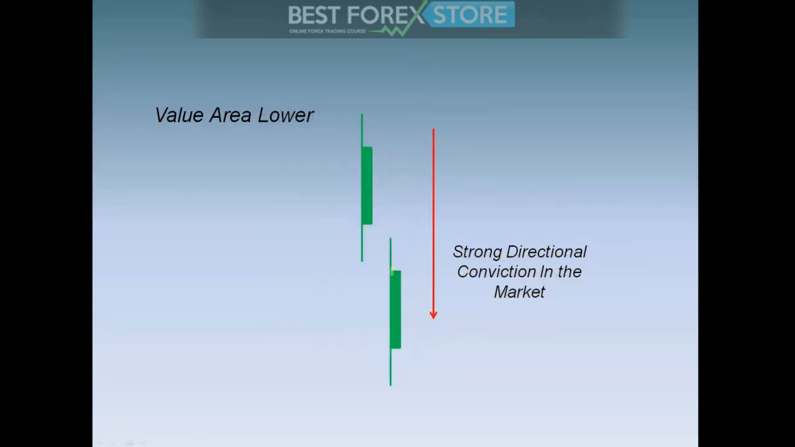All right, same thing happens if the opposite takes place. The market is trying to move lower and my value area is placed lower than the one that preceded it. So again, there's strong directional conviction, it's just in the opposite direction.